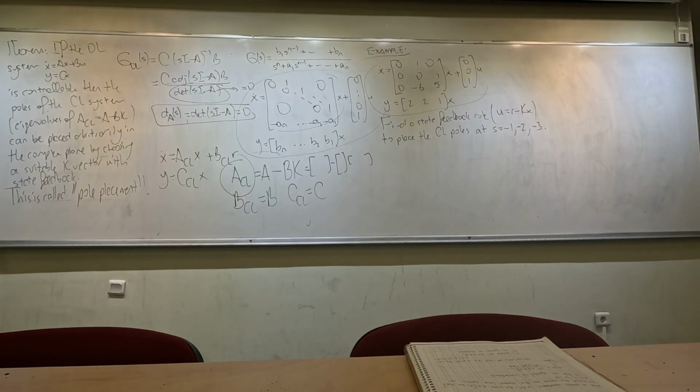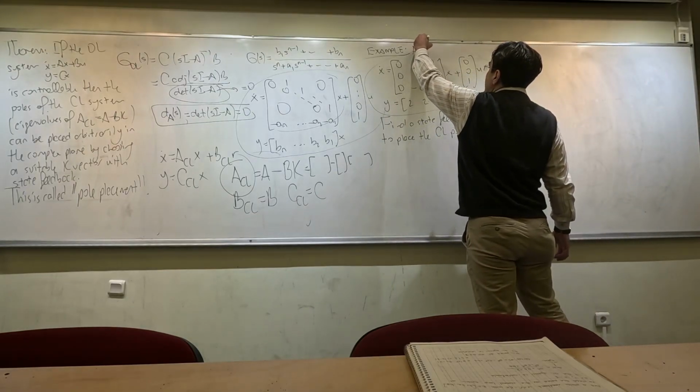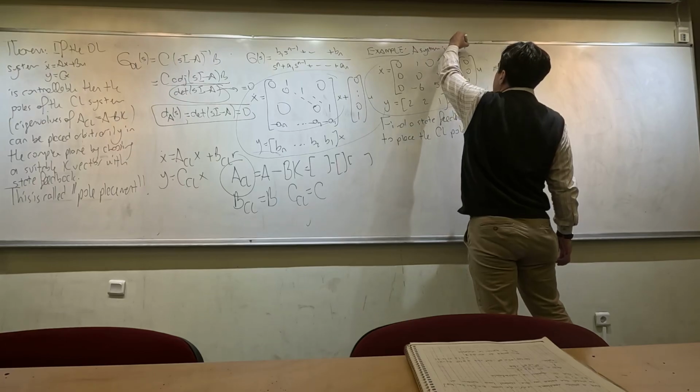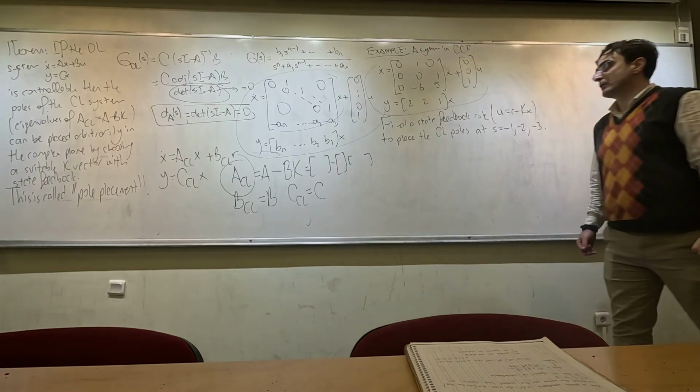What can you say about this state space representation? It is in controllable canonical form. When the state space representation is in controllable canonical form, the design task is going to be really, really simple. Okay? So in this case, we have a system in controllable canonical form.